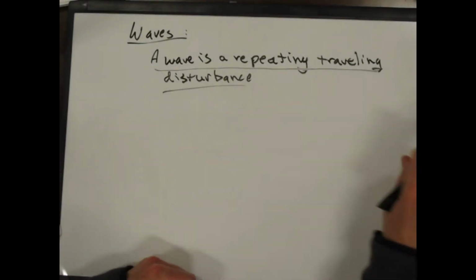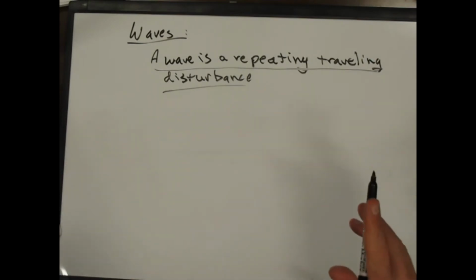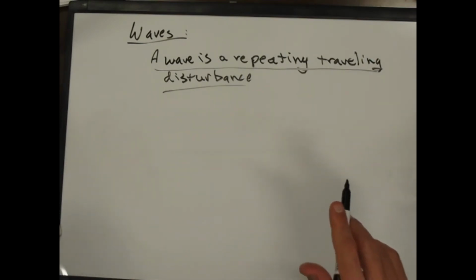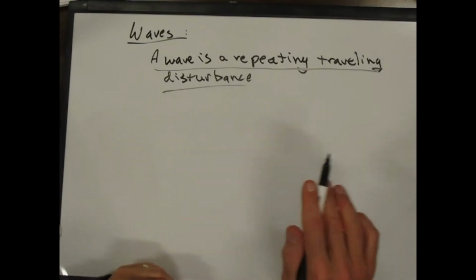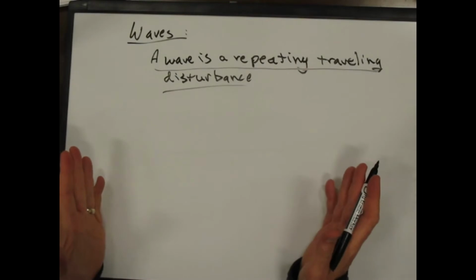And so that means it's traveling through space. In addition to oscillating, it's also moving. And that's different than just an oscillator, which just stays in one place and oscillates, like a pendulum or a weight on a spring. There are broad categories of waves.